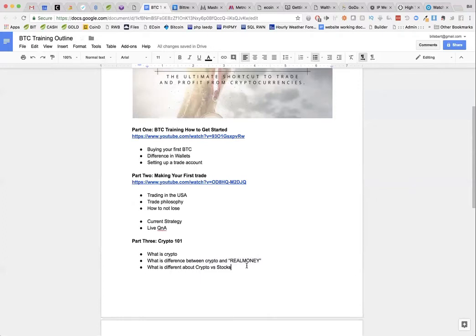That's the short overview of the difference, my personal opinion on the difference between real money and crypto. And then the last thing I want to talk to you guys about before I talk about today's strategies is what's the difference between crypto and stocks? And very much in the same realm.